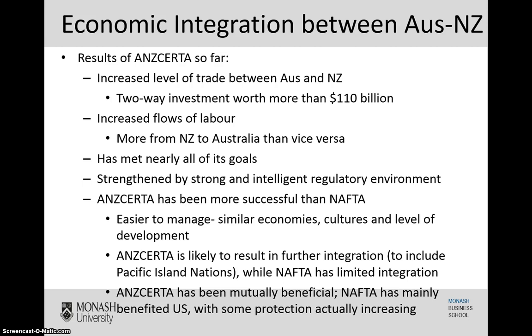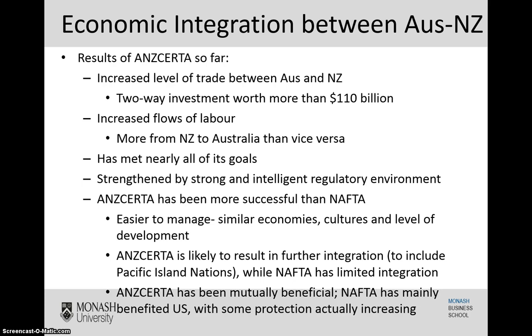One of the key factors here to note is that ANZCERTA has been a lot more successful than a lot of other of these previous attempts at free trade agreements that we've spoken about in the last few videos, and NAFTA is absolutely a great example here. And there are a few reasons why that's been the case. Number one is because the countries of Australia and New Zealand are so similar, which has meant that this free trade agreement has been much easier to manage. So we obviously have similar political, legal and economic systems, which means that doing business between them is much easier, but also establishing agreements and protocols is also much easier.